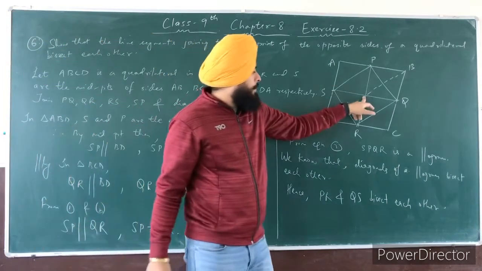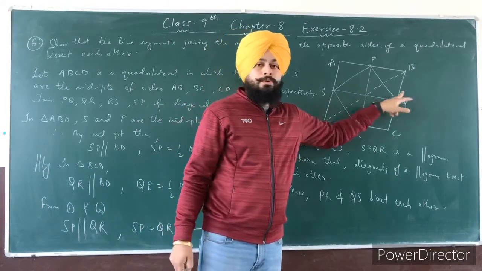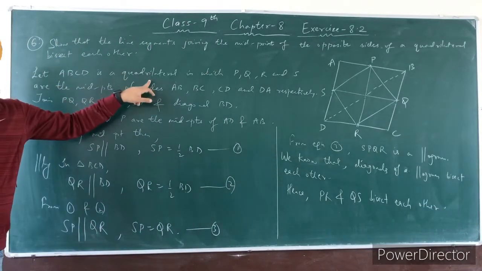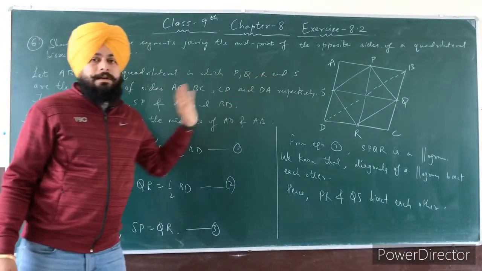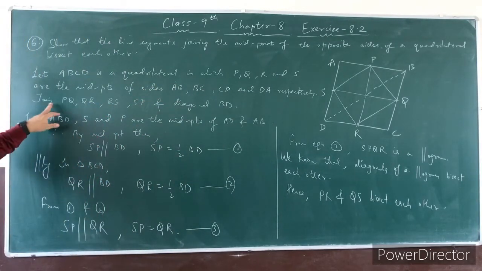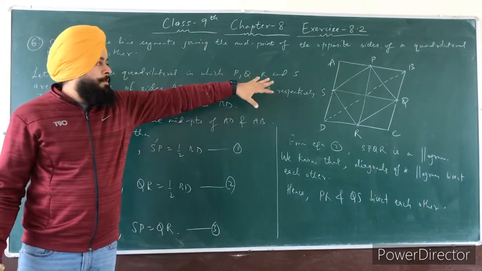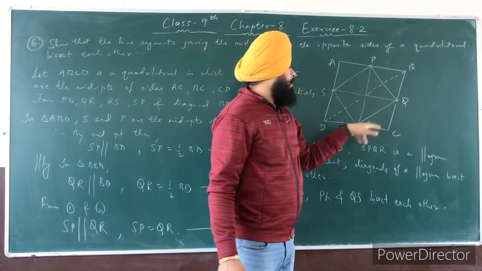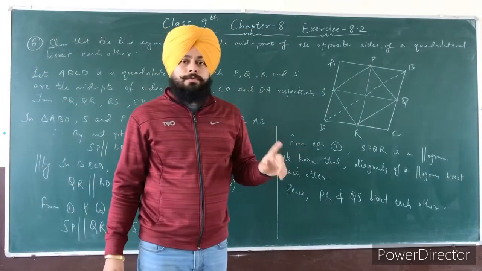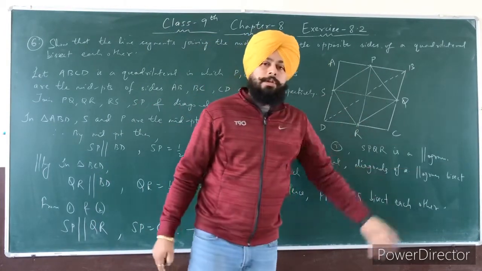Suppose if we take the point O, then PO is equal to OR and SO is equal to OQ. So first we will write here that ABCD is a given quadrilateral in which P, Q, R and S are the midpoints of sides AB, BC, CD and DA respectively, and join PQ, QR, RS and SP. We have to join all the midpoints of sides. After that we will join diagonal BD also. Either you can join diagonal BD or you can join AC.